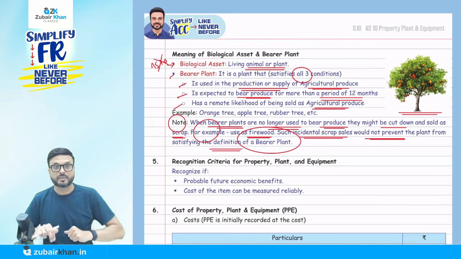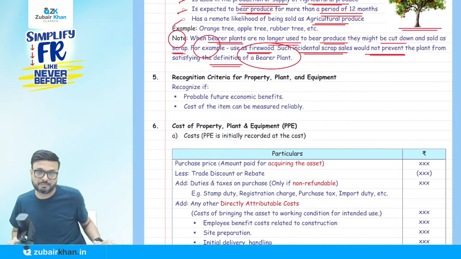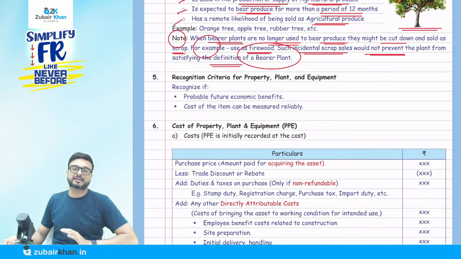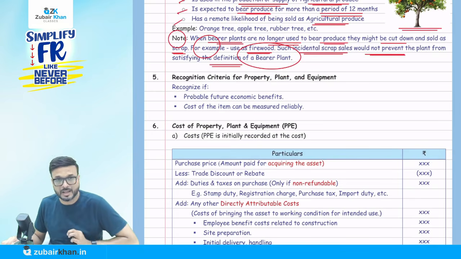Now we discuss what is meant by PPE. PPE is a tangible item held for use in the production or supply of goods or services, or for rental to others, or for administrative purposes.